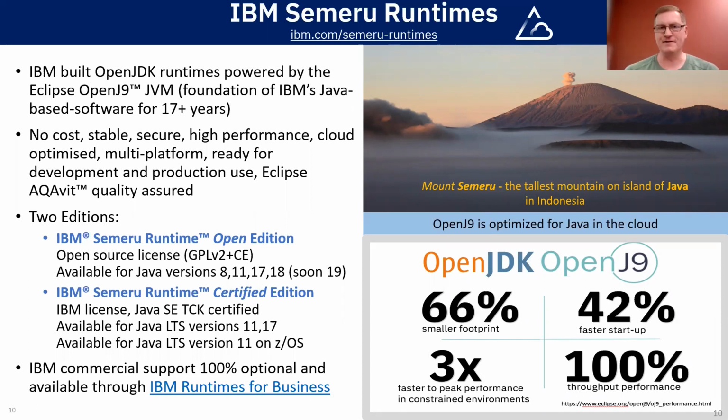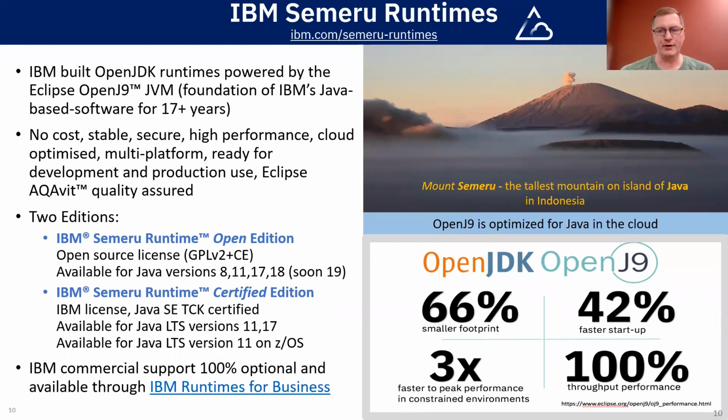In fact, it's very likely that a part of your paycheck, when you get your paycheck every 2 weeks, a part of making that happen probably runs a little bit on the OpenJ9 JVM in some way, shape, or form. It's no cost. As I said, it's very stable, secure, high performance, cloud optimized, available on a wide variety of platforms, and ready for development and production use. The name is taken from Mount Semeru, the tallest mountain on the island of Java in Indonesia. So I like to say it's the part of Java that's in the clouds, in homage to it being well optimized for Java in the cloud.